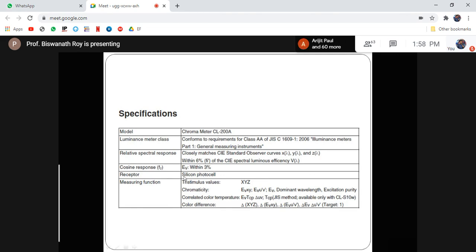It is the silicon type of photocell. It can measure the color temperature, correlated color temperature, along with other parameters that we are not going to discuss here, because the task here is to measure the TCP.